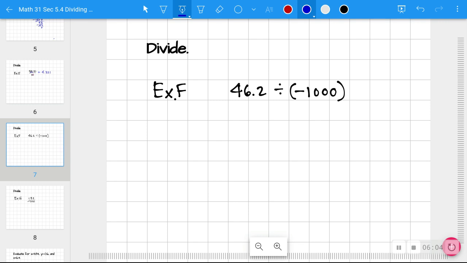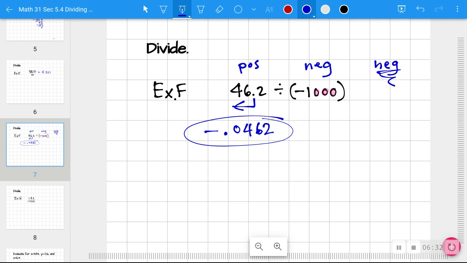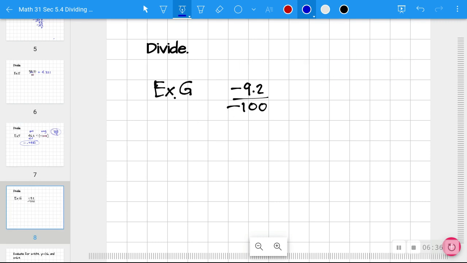The next example, we have a positive divided by a negative. The rule says that's a negative answer, so we got to remember that. And there are 1, 2, 3 zeros, so when you divide by 1,000 here, your decimal has to move 3 places to the left. So it's 0.0462, and we have to manually make it a negative number, and that's easy to forget. But you need to somehow star that or do something to remember.